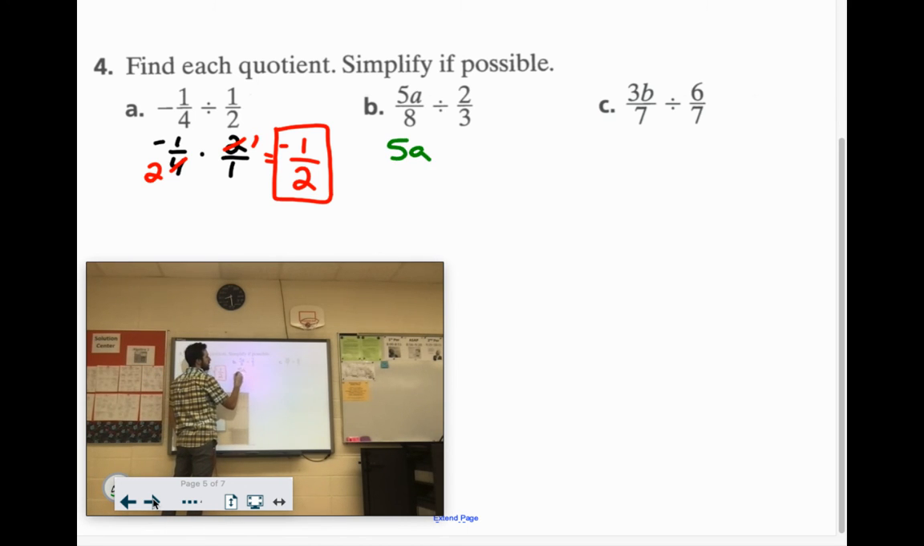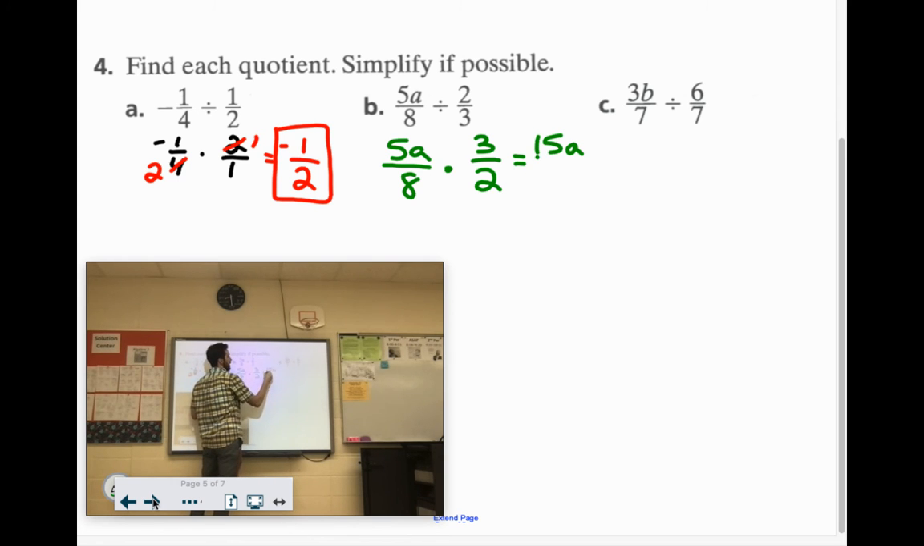Keep it, change it, flip it. Do they have anything we can simplify? 5 doesn't have anything in common with 2 or 8, and neither does 3, so we can't simplify. 5a times 3 is 15a. 8 times 2 is 16. Great. That wasn't too bad.